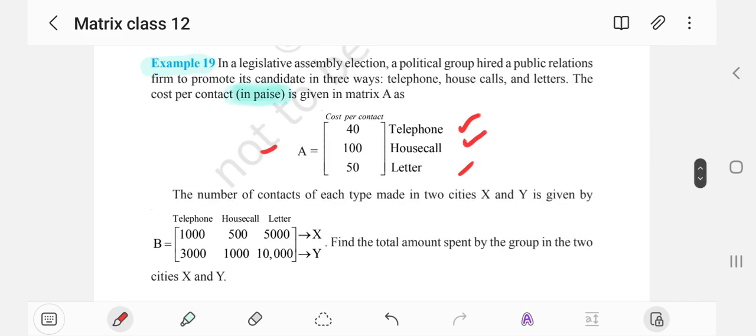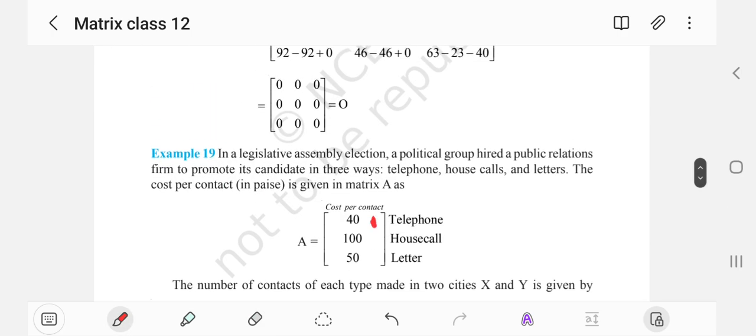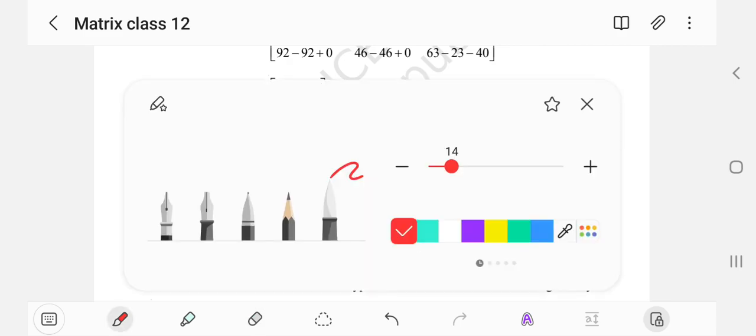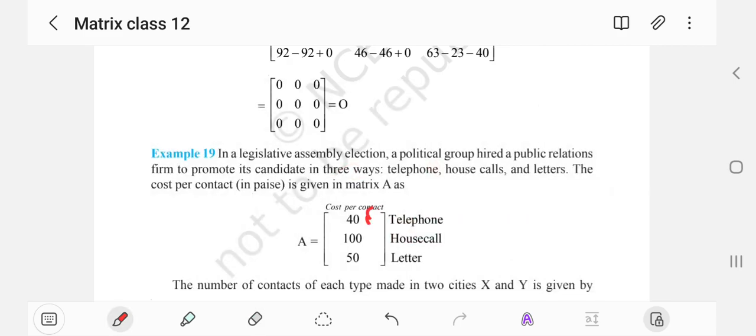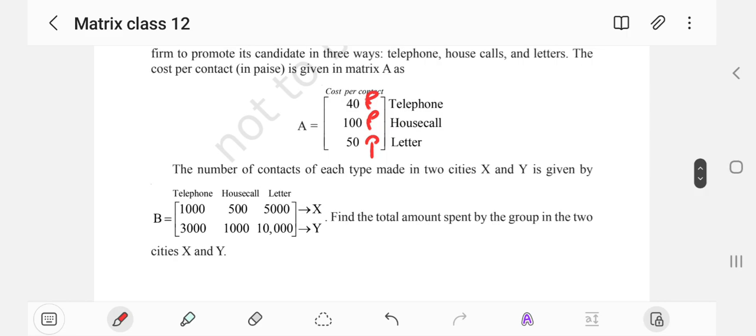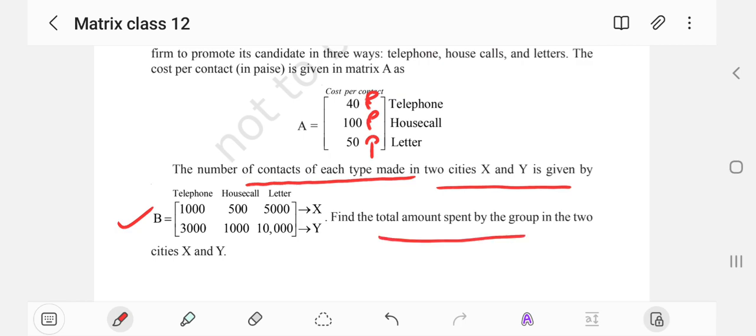This is basically the cost. Cost in which denomination? A cost in paisa. So these are all paisa. Remember this thing. Also, the number of contacts of each type made in the cities X and Y is this. We have to find the total amount spent by the group in the 2 cities. Which are the 2 cities? X and Y.